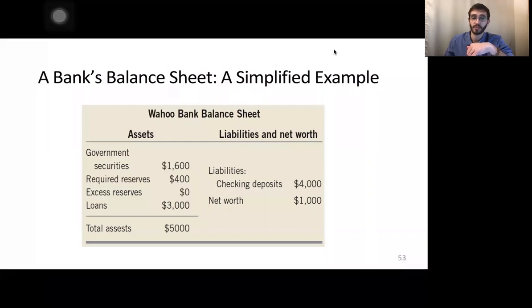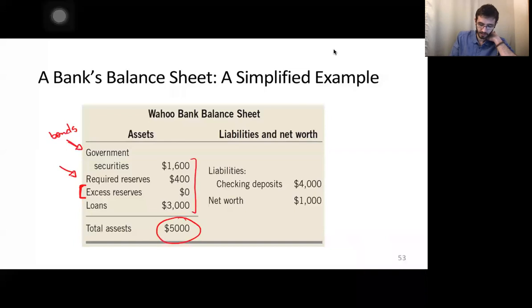Okay, but just to give an idea about how the balance sheet looks before we move forward into explaining reserves in a future video, here is an example. As you can see, you can have government securities, right? Those are the bonds we were talking about before. You can see that they have required reserves. That's required by the government, but they can also hold excess reserves, right? They can hold more than what's required, and you can see the Wahoo Bank does that in this example, okay? And you can see that the total of assets just sums up the column of assets, okay?